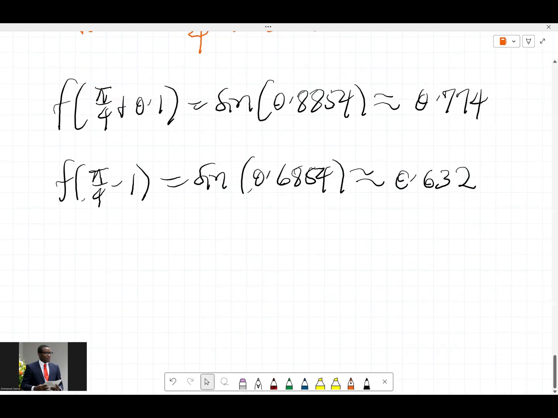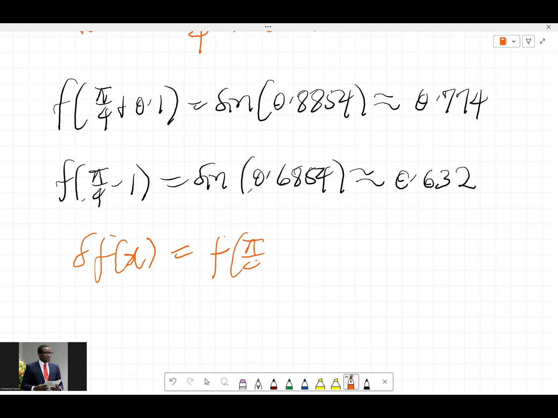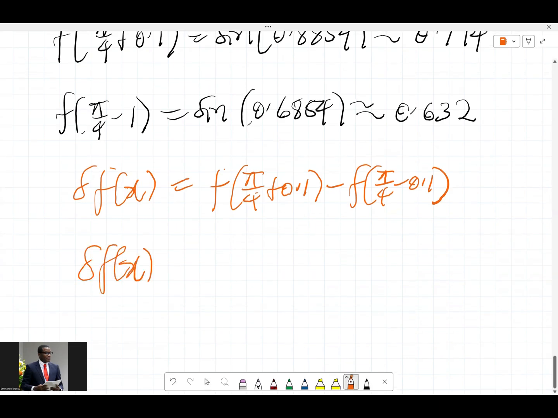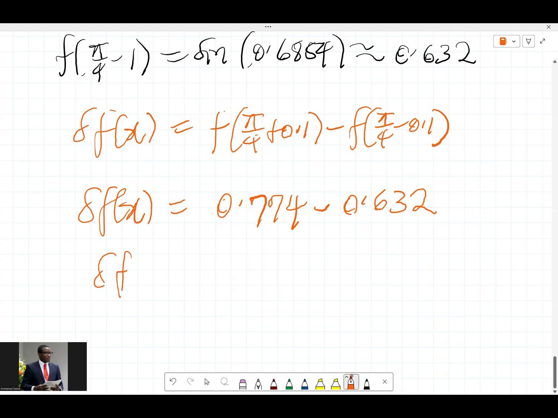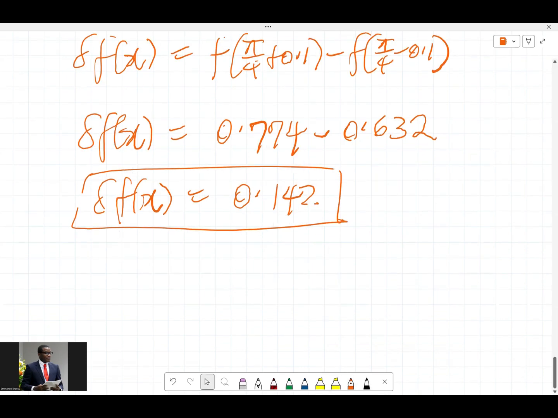So then you can come back to say that the central difference of f of x is equal to f of pi over 4 plus 0.1 minus f of pi over 4 minus 0.1. That means the central difference of f of x is equal to 0.774 minus 0.632, so delta f of x is equal to 0.142.